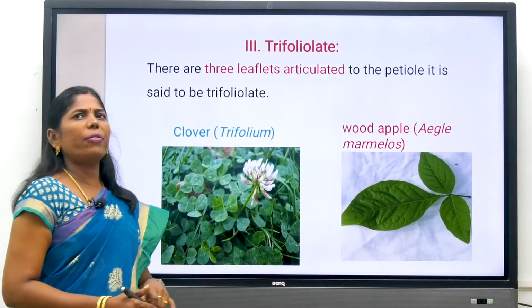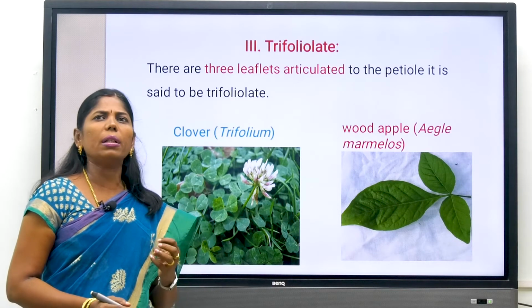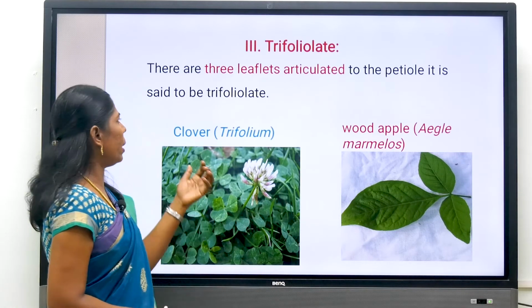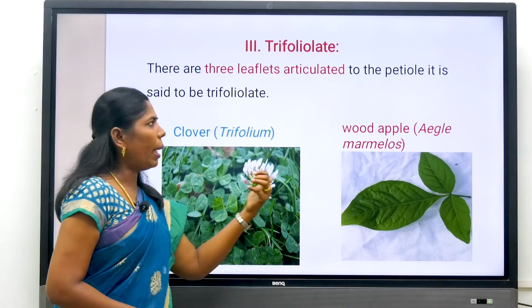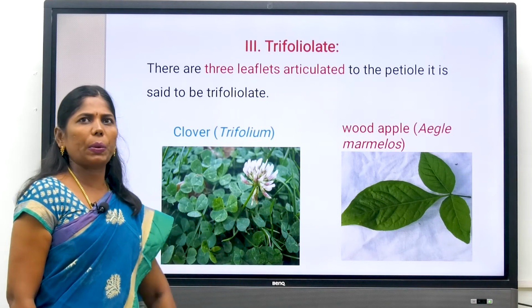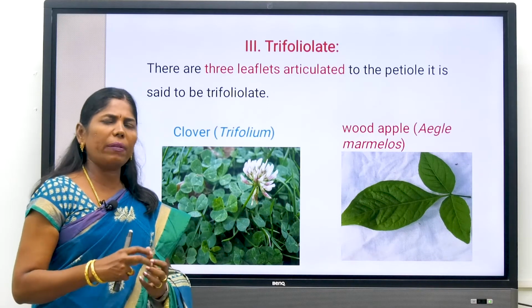Next one is a trifoliate. If we can see the three leaflets articulated, that is considered a trifoliate leaf. An example is clover, Trifolium, and wood apple, Aegle marmelos. So that's a trifoliate, based on the number of articulated, which is divided.